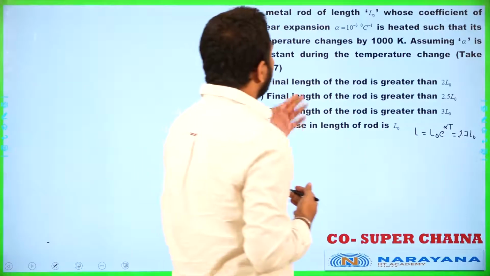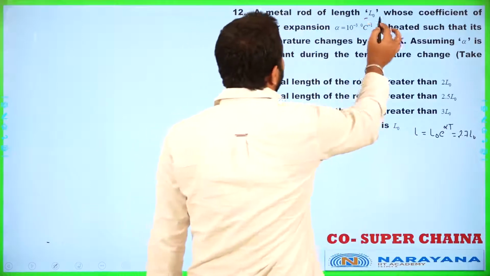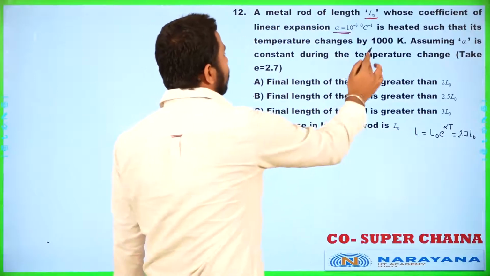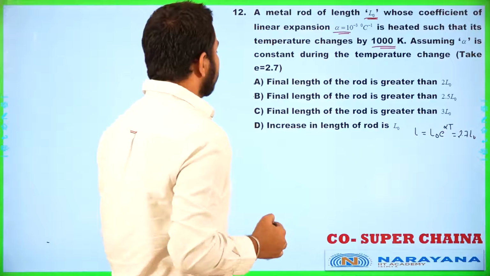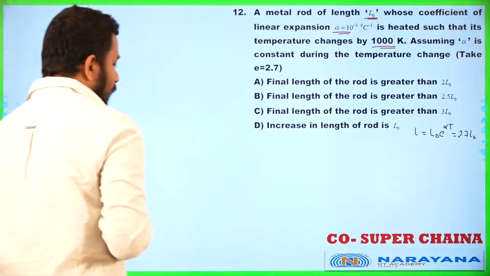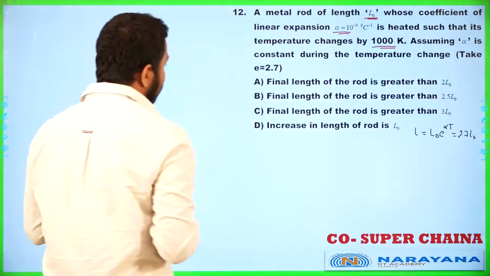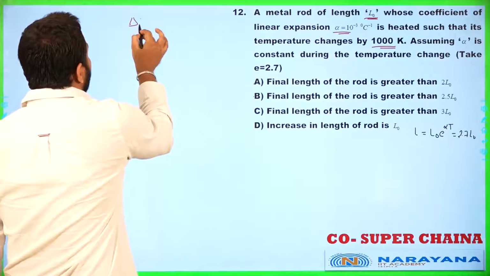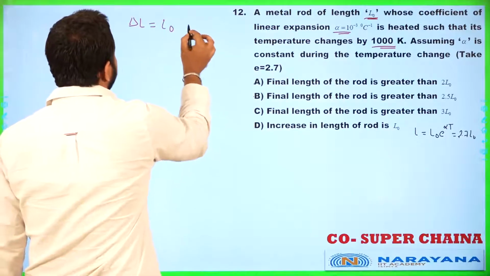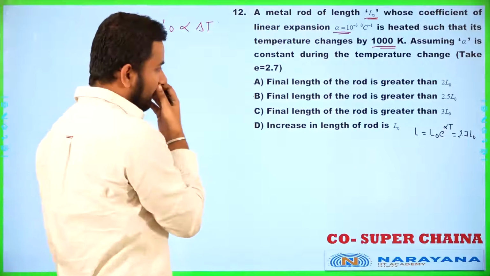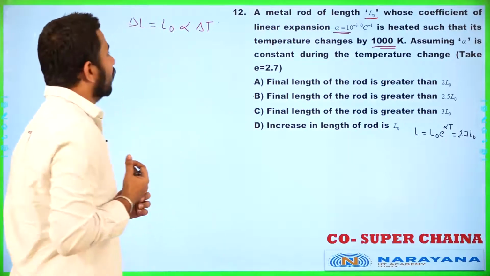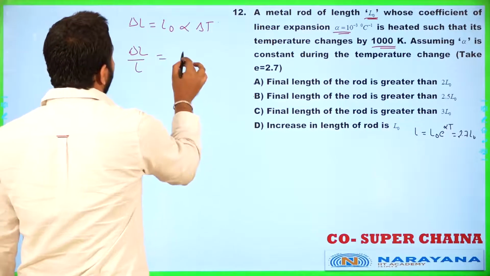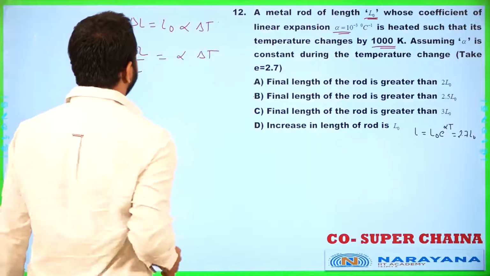Now here in the question it is given that a metal rod of length L0 has a coefficient alpha. The temperature change is 1000 K. You have to check here what will be the final value of the length. So we know that delta L is equal to L0 alpha delta T. So from here I can write delta L by L0 is equal to alpha delta T.